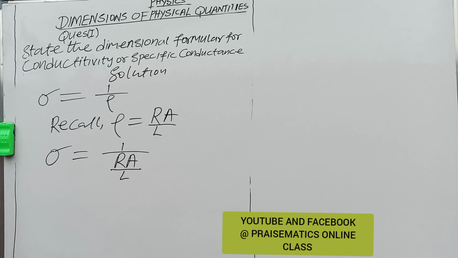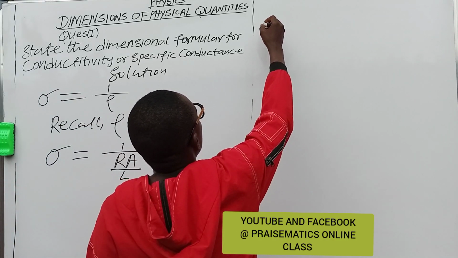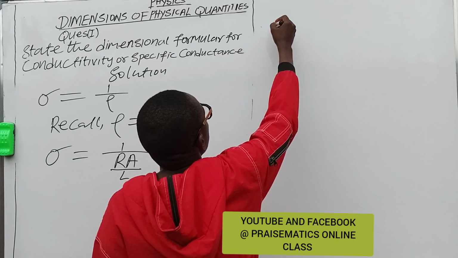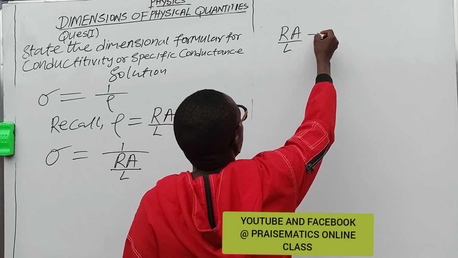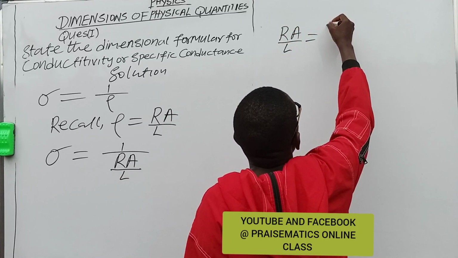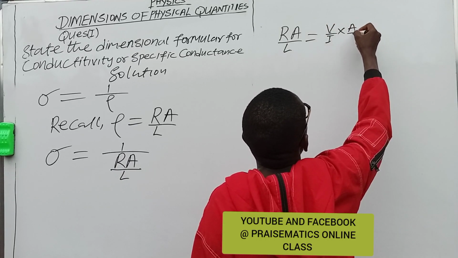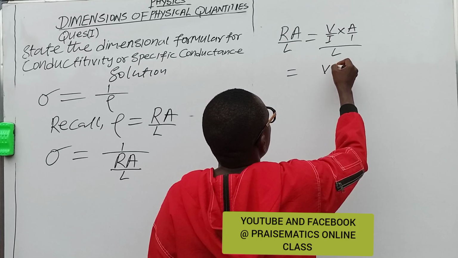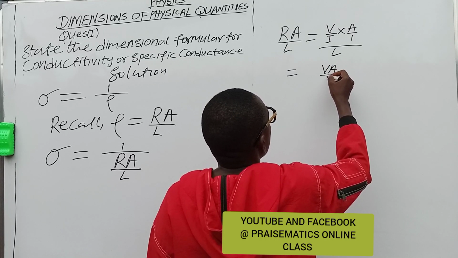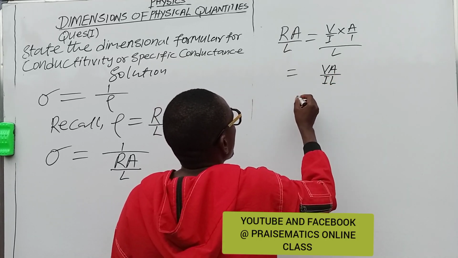So what do we do? We are going to solve this. Now let's look at the resistivity, which is what? That the R. This is RA over L. It's the same thing as saying V over I multiplied by A over 1 all over L. This will give us the same thing as well: VA over IL.